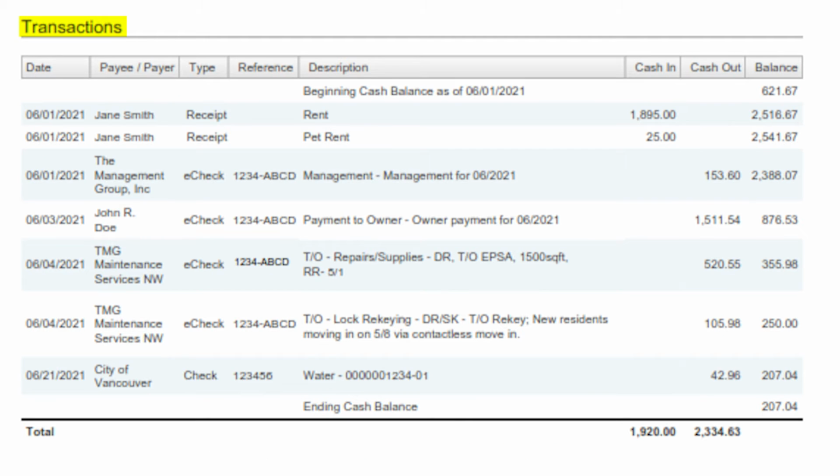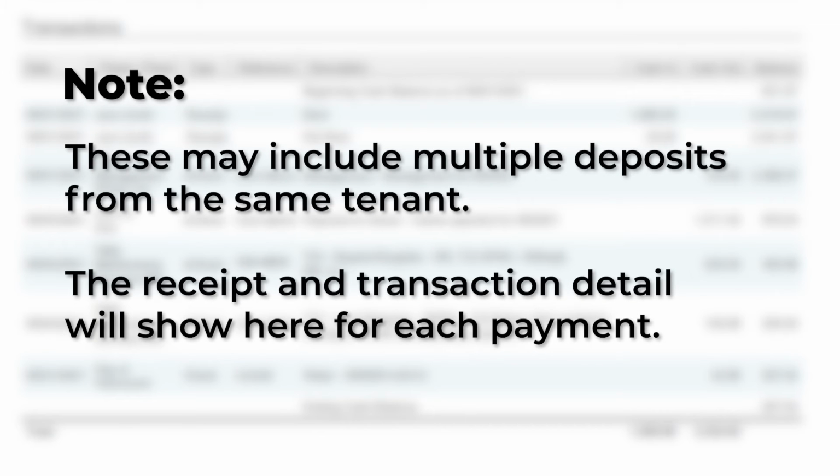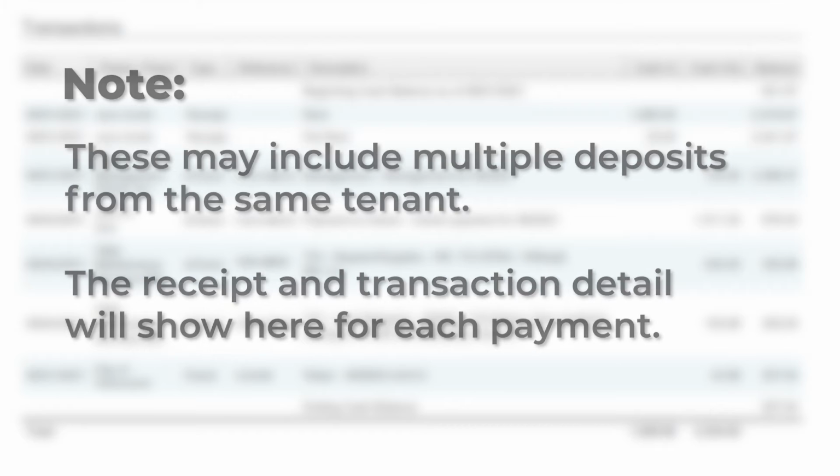The transaction detail shows the full detail of all activity throughout the month. It includes rent payments, bills that are paid, owner distributions, and details of any other activity that happens during the month, like a new tenant moving in. These may include multiple deposits from the same tenant. The receipt and transaction detail will show here for each payment.